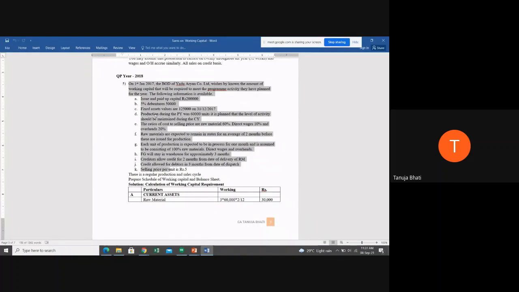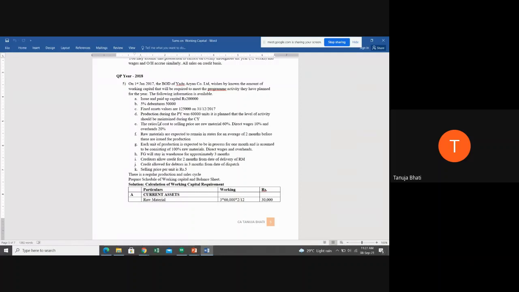Selling price per unit is rupees 5. There is a regular production and sales cycle. Prepare schedule of working capital and balance sheet. So students, we know that the formula for working capital is current assets minus current liabilities. So from this particular problem, we have to first pick up the current assets.